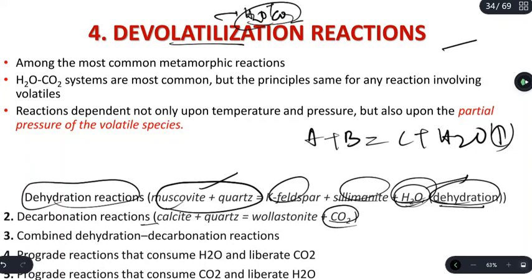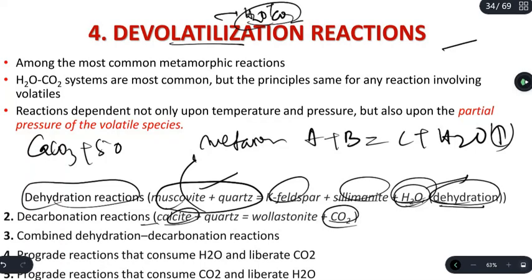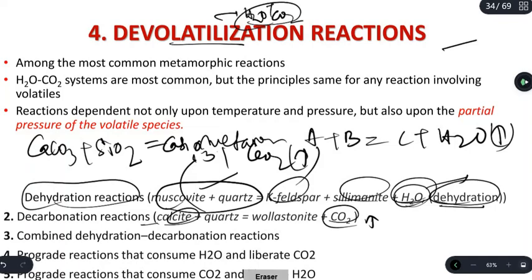Clear? So an example is the metasomatism or metasomatic reaction: calcite, CaCO3, plus SiO2 gives rise to wollastonite, CaSiO3, plus CO2 released. When you are writing in the examination, mark it like this. This arrow you should mark, which means CO2 is released or CO2 is conserved. Mark this. So here CO2 will be released along with the wollastonite.